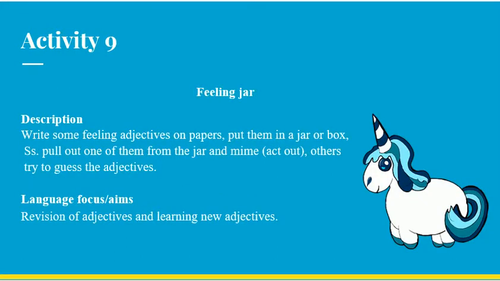Then activity number 9 is called feeling jar. Write some feeling adjectives on paper, put them in a jar or box. A student pulls out one of them from the jar and mimes, that means acts out. Others try to guess the adjective. This is a very interesting and fun activity. I think the whole class will participate in it, especially the younger ones. They love this one. So revision of adjectives and learning new adjectives, this activity is very good for that.